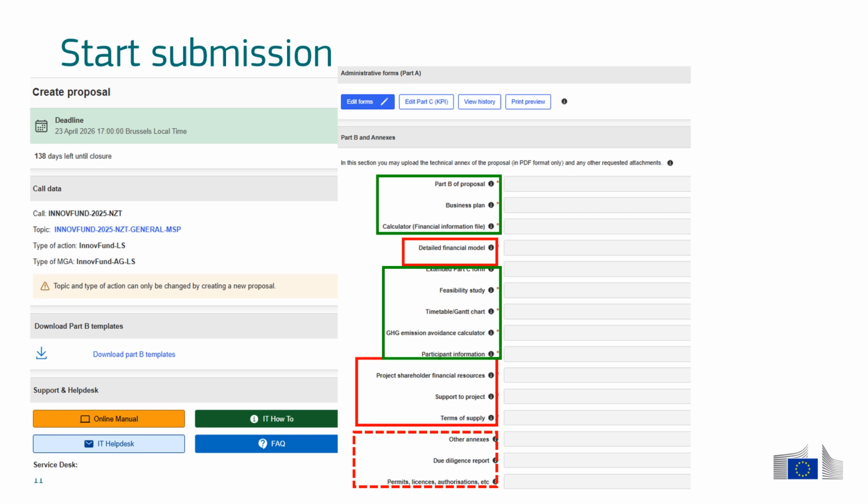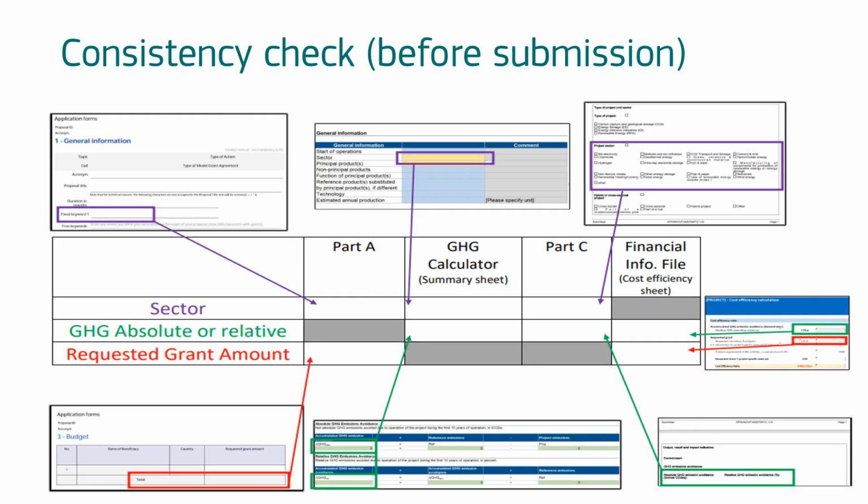Please pay attention to the system requirements in terms of format and maximum size, otherwise you will not be able to upload them. Finally, you need to complete the Part C KPI form directly online in order to submit your application. You will find a separate tutorial on how to do so.